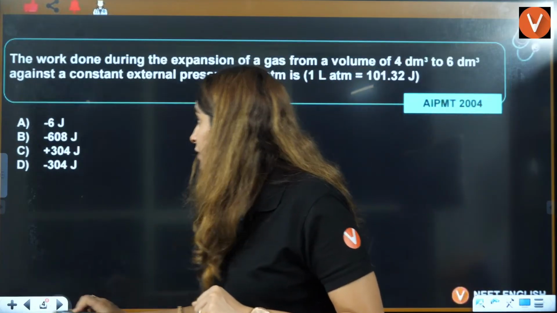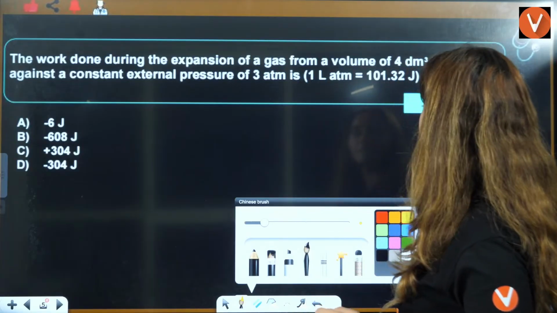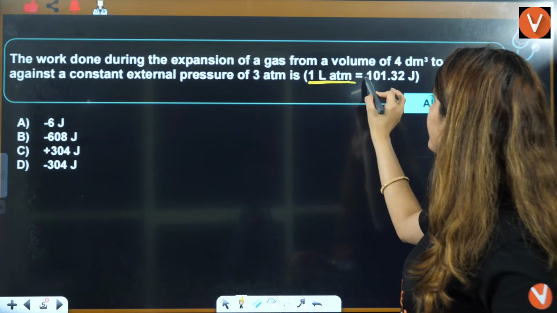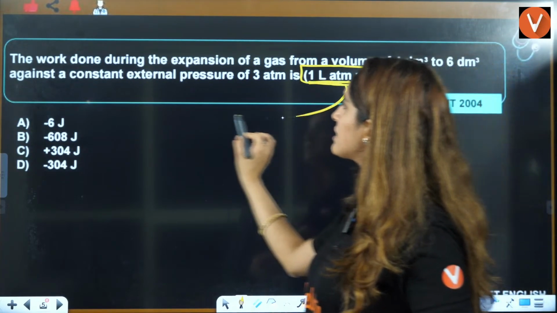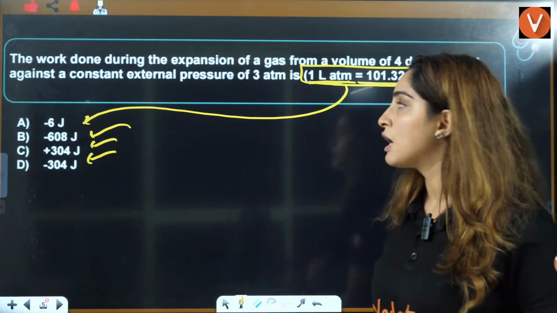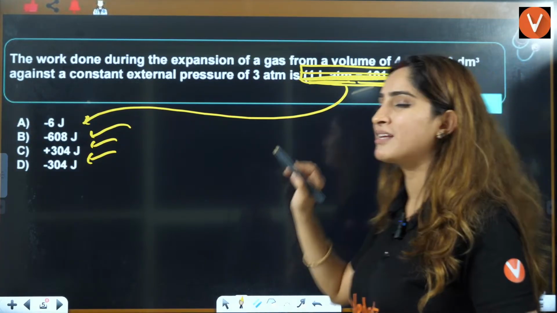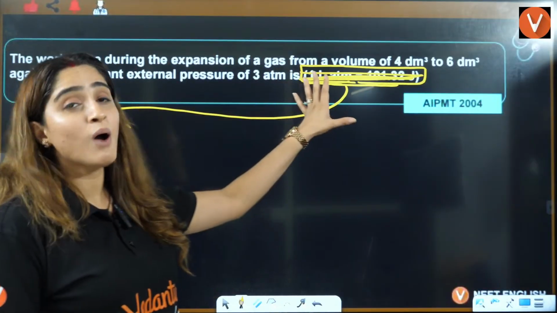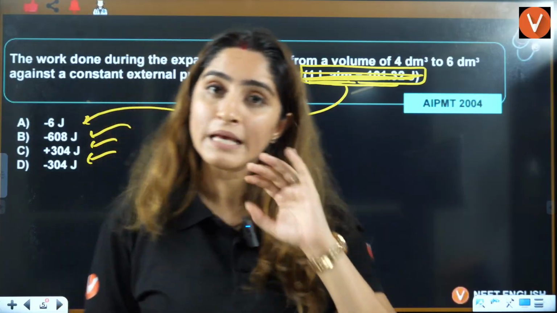One important thing, students, here is another example. As you can see, here also, they have given the 1 liter atmosphere to joule conversion. Now, the answer you have to get in joules, right? What if this was not given to you? Mostly in NEET 2026, these conversions, the hints, will not be given to you in the exam. You have to know this, right? If you know this, only then you'll be able to solve the answer, right?